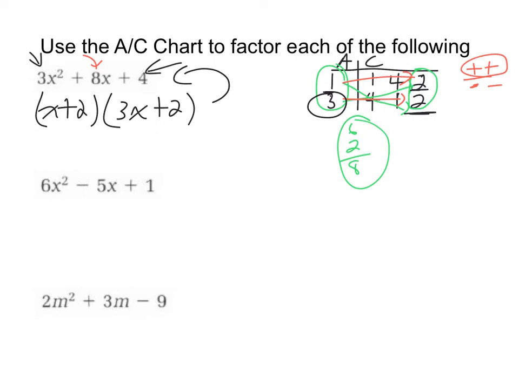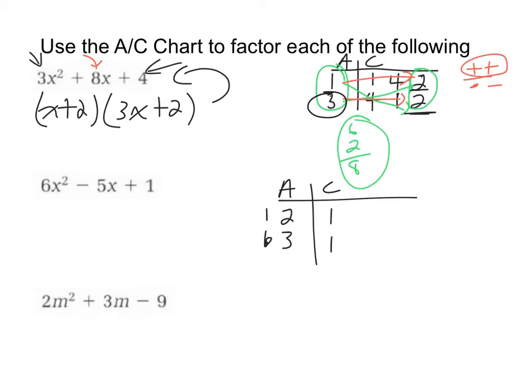So let's try that again with our second example. We're going to draw our AC chart again and write all the ways of getting 6. So 1 times 6, and remember, we're not going to do the flip for that one, so just 2 times 3. All the ways of getting c is just 1 times 1.